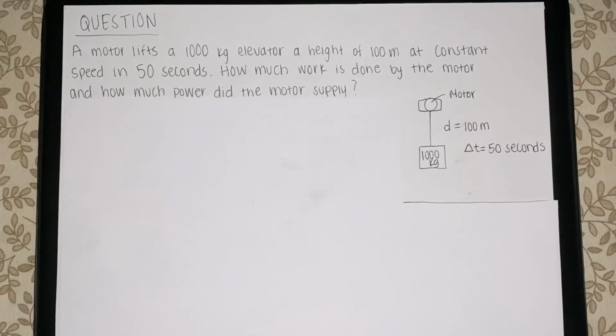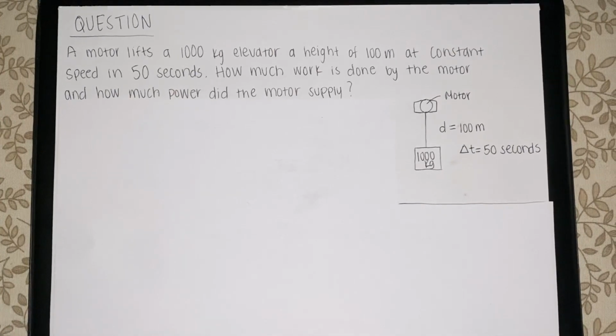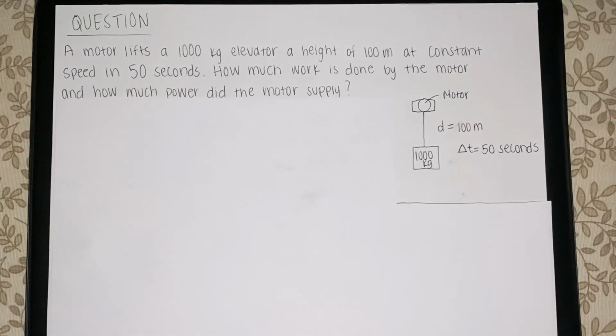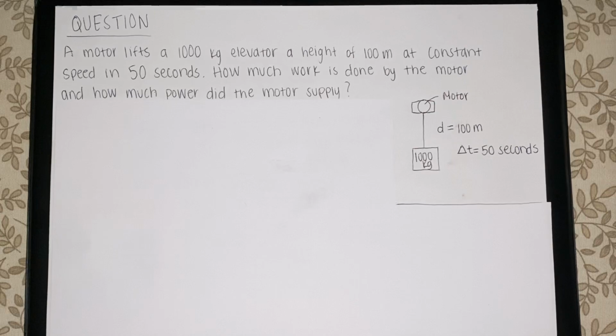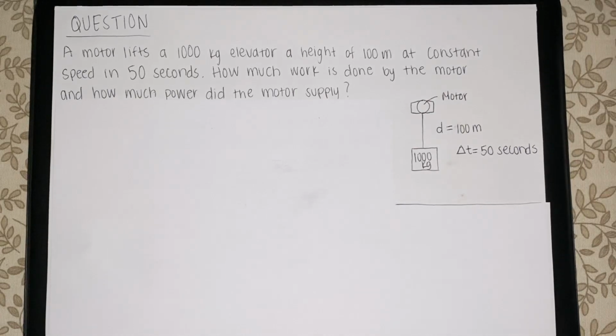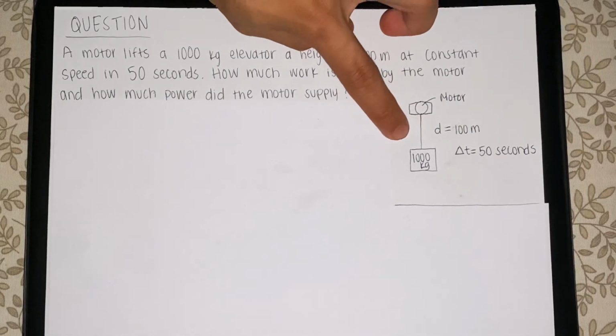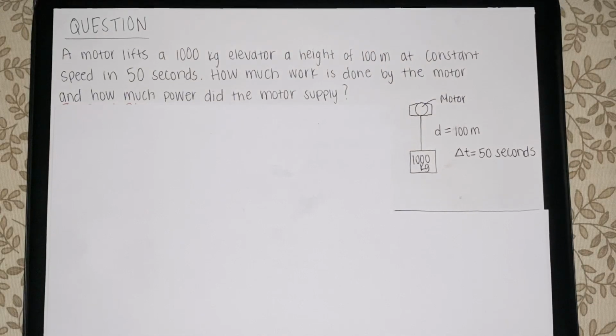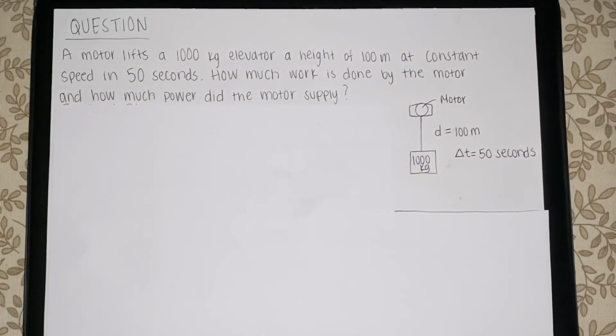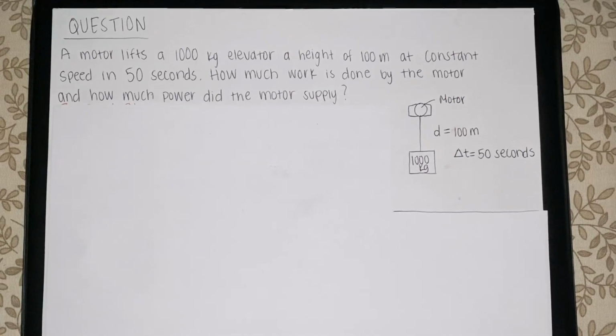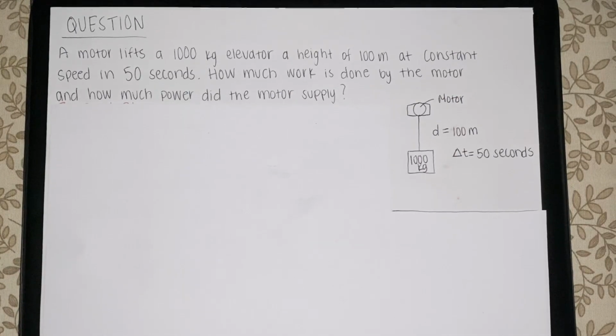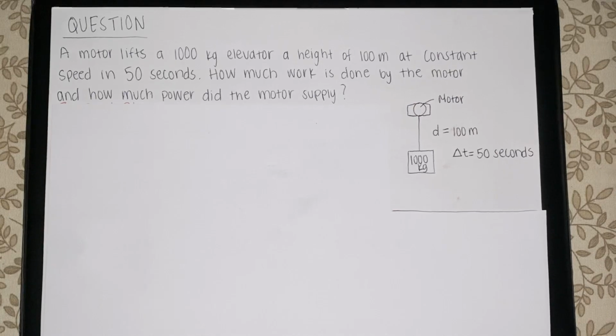And the first thing that you have to do for these kinds of questions is draw a diagram, which would help you picture the question. And so we drew a motor up here pulling up the elevator, which weighs 1,000 kilograms. And the distance from the elevator to the motor is 100 meters, and it is going at a constant rate for 50 seconds.